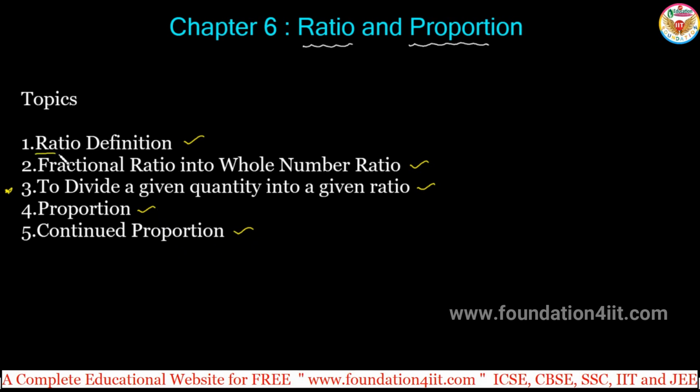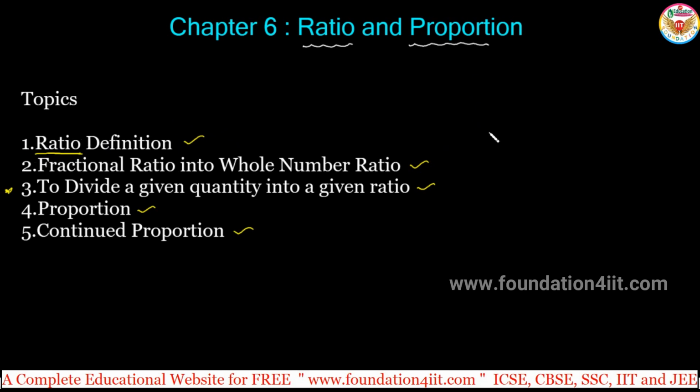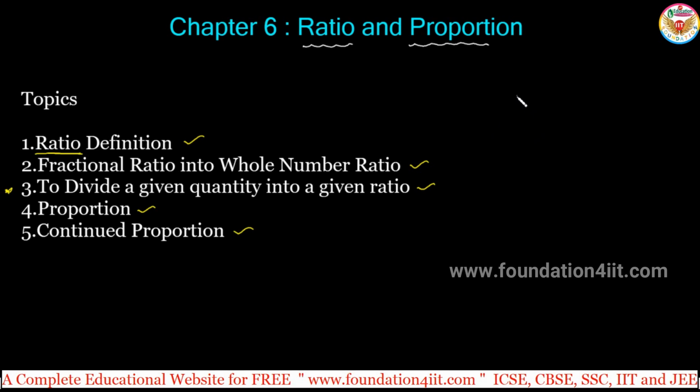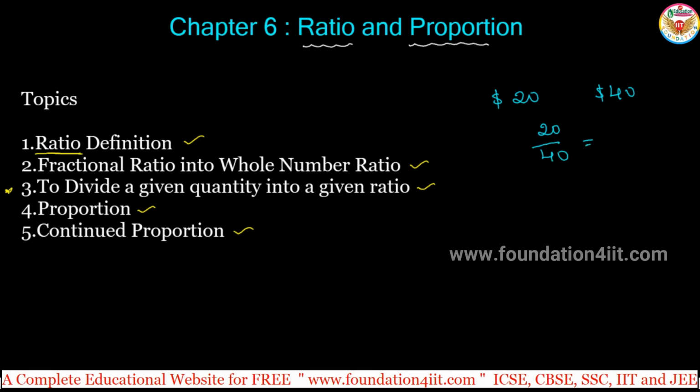First, let us start with the ratio definition. Ratio is comparing two quantities, or two or more. If you compare two quantities, it comes under ratio. According to our syllabus, we will take only two quantities. A ratio is a relation between two quantities of the same kind, that means the same units, like $20, you can compare with $40. Same units. So 20 divided by 40, if you do, you can write it in simplest form.